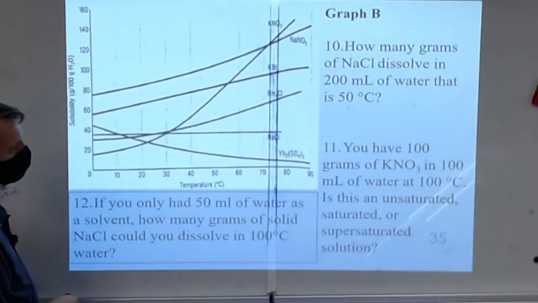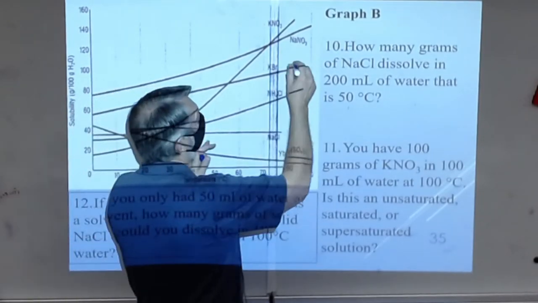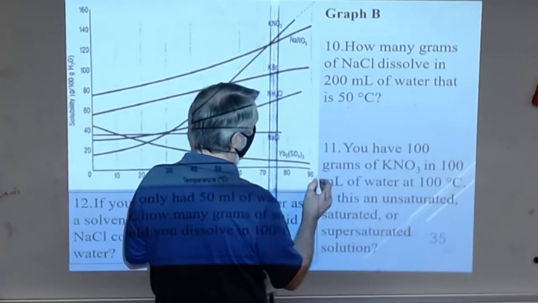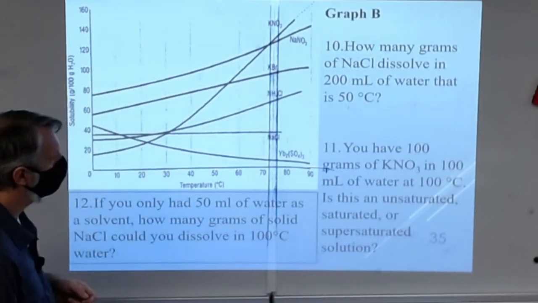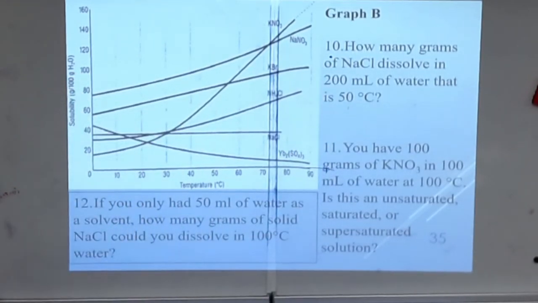All right, I have 100 grams of potassium nitrate in 100 milliliters of water at 100 degrees. Is this unsaturated, saturated, or supersaturated? Well, do I have 100 degrees on the chart? So first of all, I can't know for sure, but let's find out. If we assume this line continues, and that's a reasonable assumption, and I have 100 grams, okay, is that going to be saturated, supersaturated, or unsaturated?